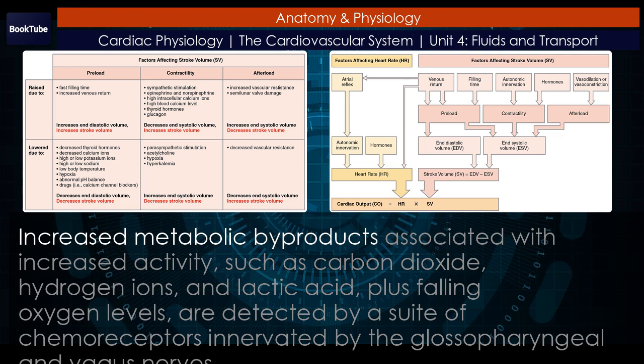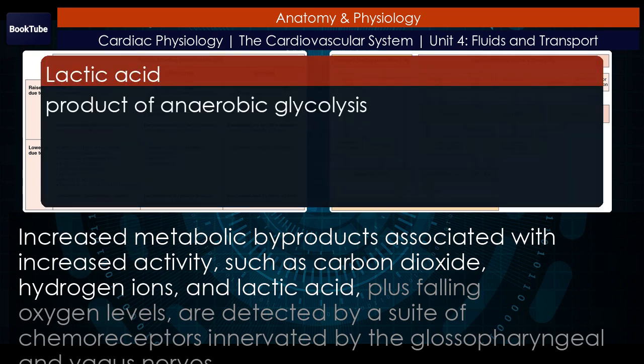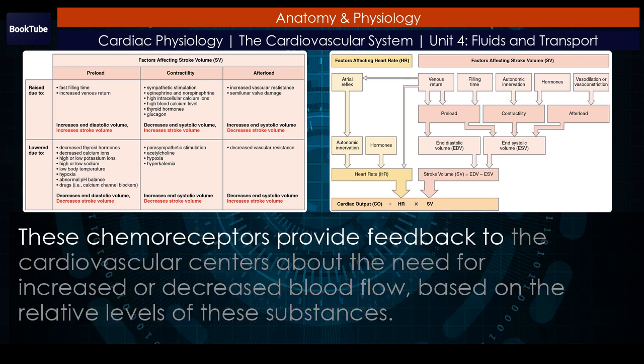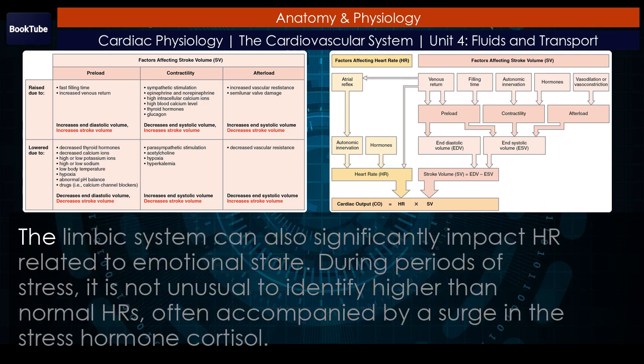Increased metabolic byproducts associated with increased activity, such as carbon dioxide, hydrogen ions, and lactic acid, plus falling oxygen levels, are detected by a suite of chemoreceptors innervated by the glossopharyngeal and vagus nerves. These chemoreceptors provide feedback to the cardiovascular centers about the need for increased or decreased blood flow, based on the relative levels of these substances. The limbic system can also significantly impact HR related to emotional state.